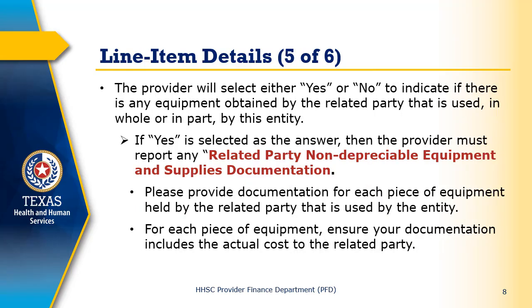Next, the provider will select either yes or no to indicate if there is any equipment obtained by the related party that is used, in whole or in part, by this entity. If yes is selected as the answer, then the provider must report any, quote, related party non-depreciable equipment and supplies documentation. Please provide documentation for each piece of equipment held by the related party that is used by the entity. For each piece of equipment, ensure your documentation includes the actual cost to the related party.